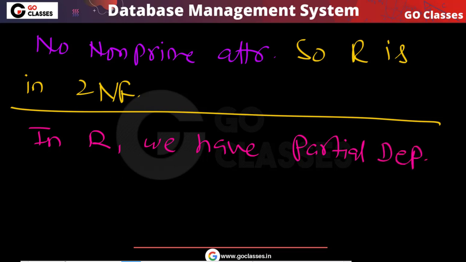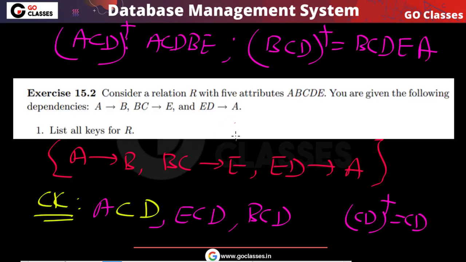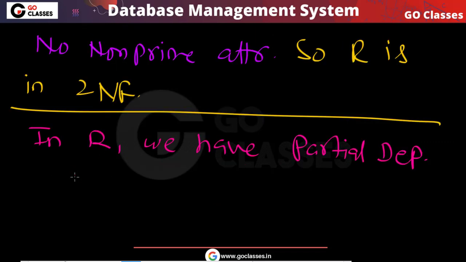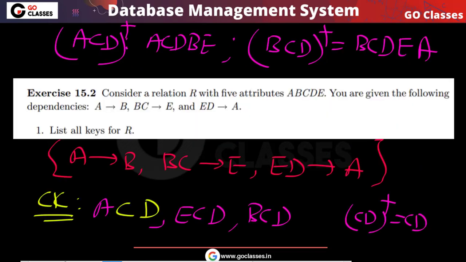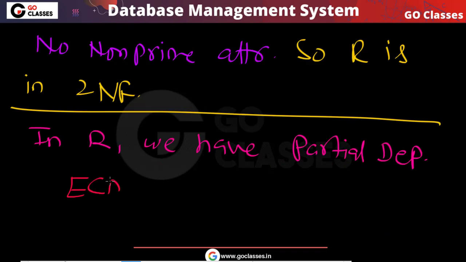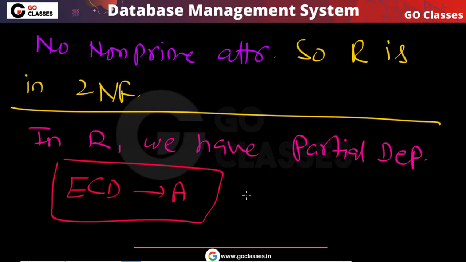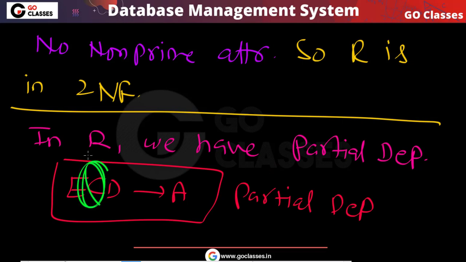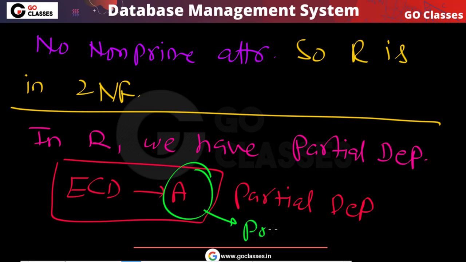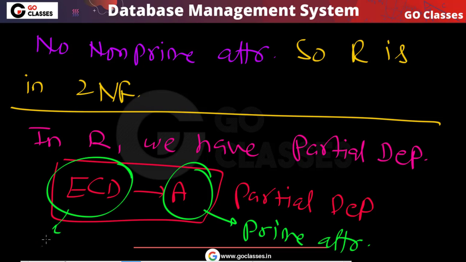What are the partial dependencies we have? Notice that ECD determines A. This is a partial dependency. Why? Because we don't need C. Here A is a prime attribute, and the prime attribute is partially dependent on a candidate key. This is a candidate key.